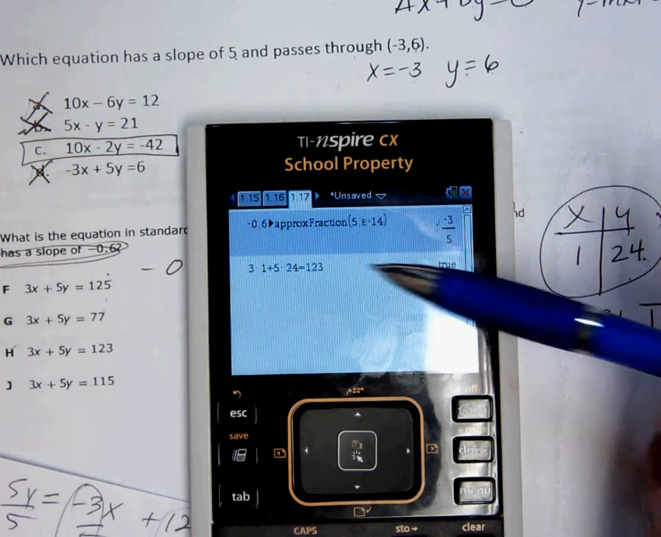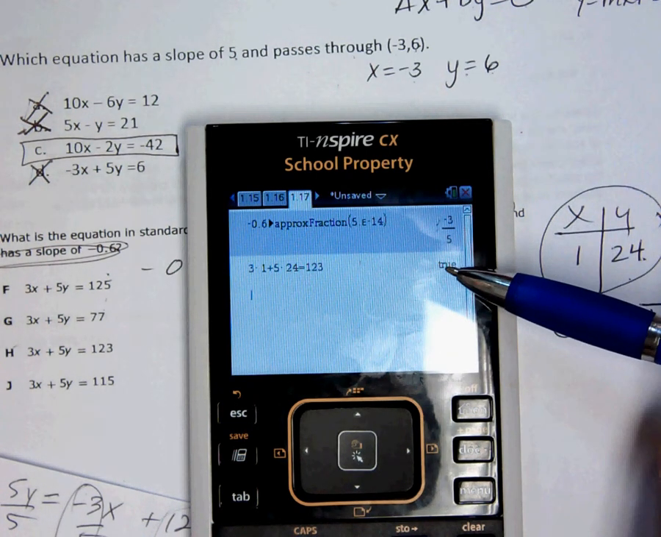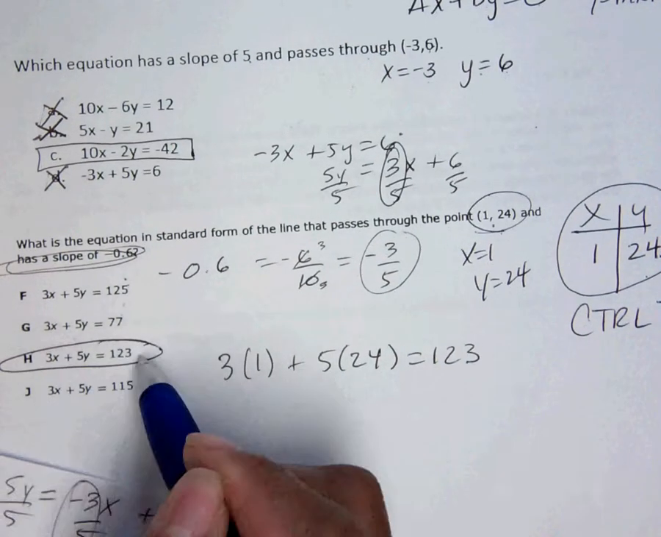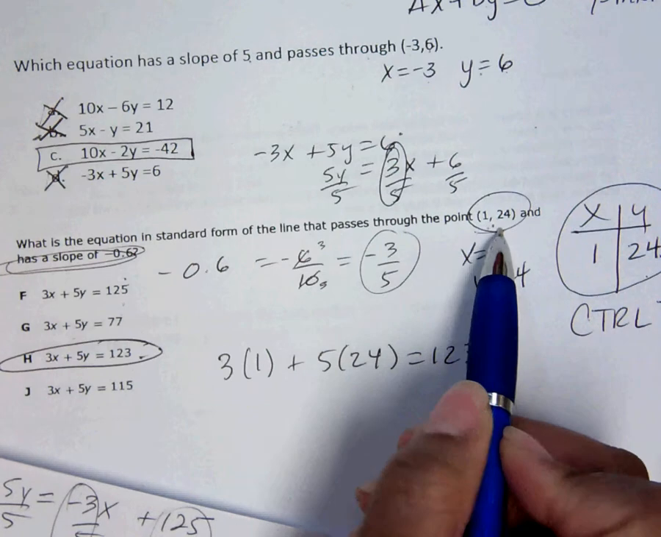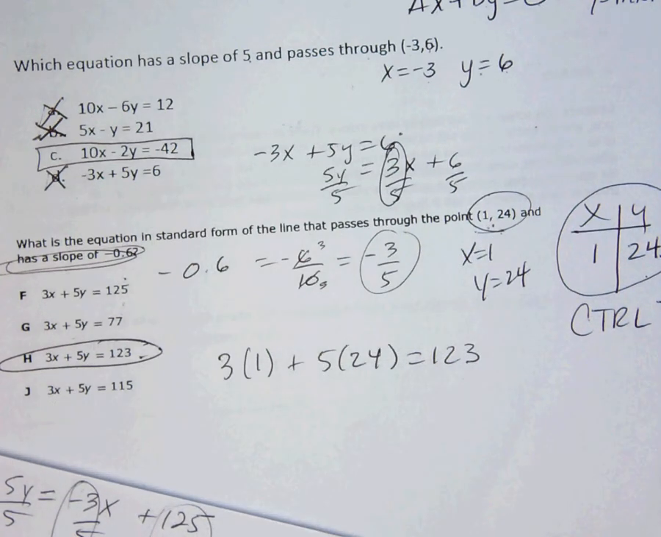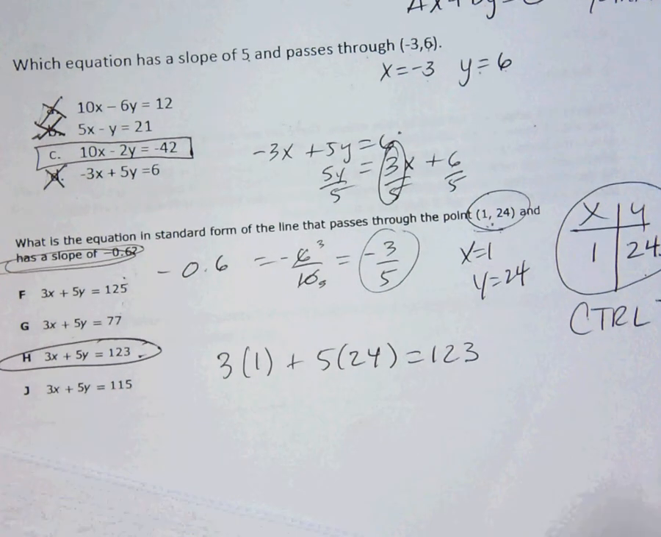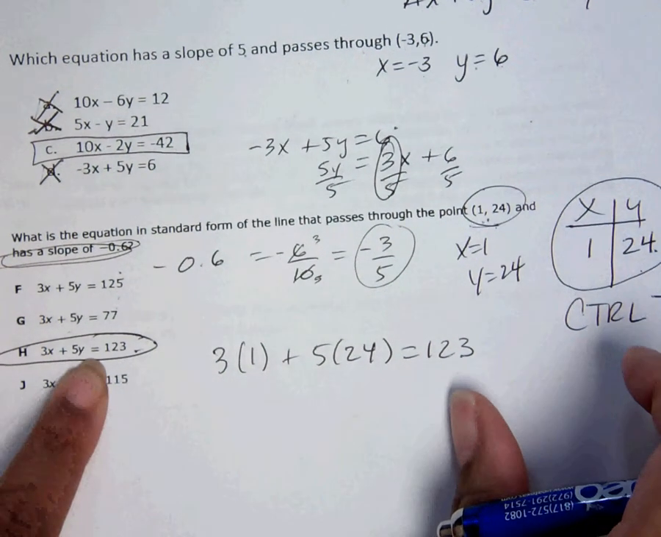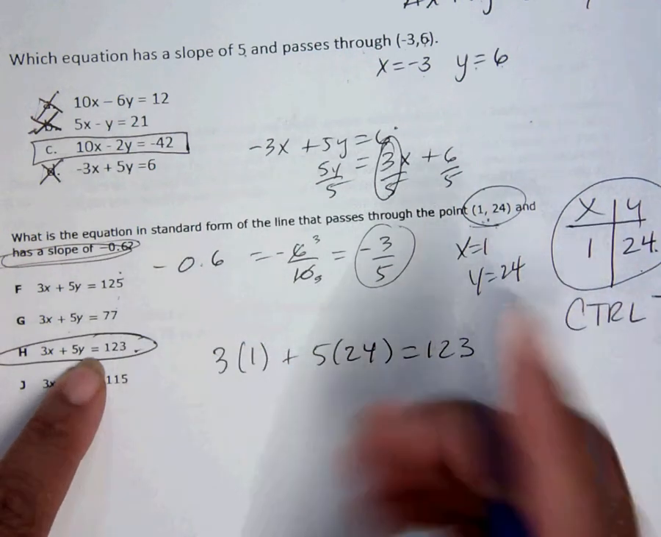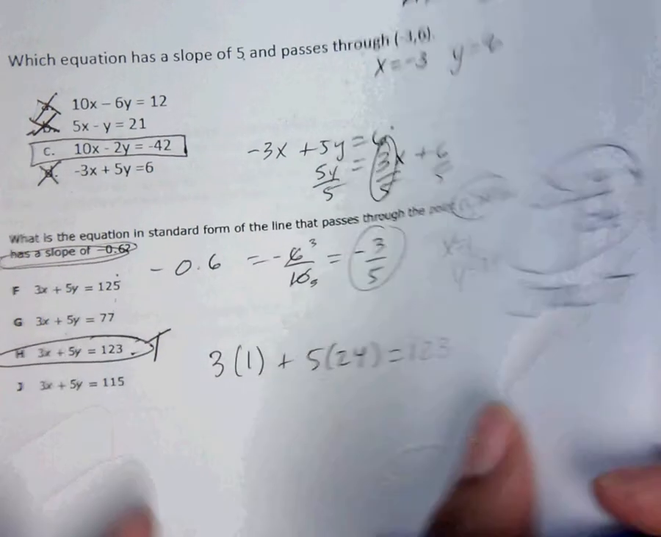Well, when I typed it in, I got true. That means when this equation is graphed, it will go through (1, 24). (1, 24) is on the table. It's on the graph. It is a point that the graph passes through. So you can type in everything and all the numbers with an equal sign, and it will tell you true or false. So since it said true, that's the answer.